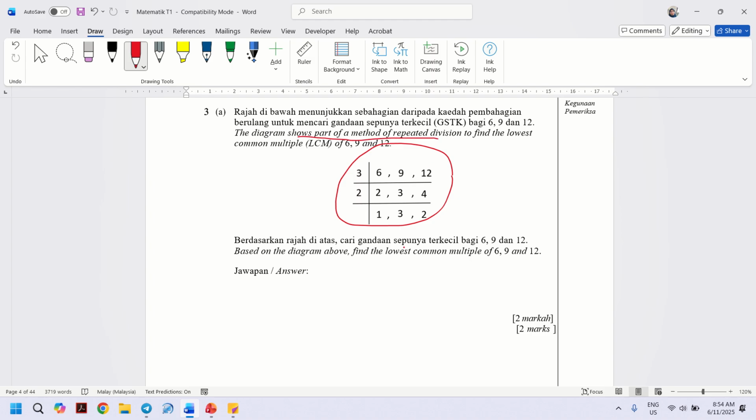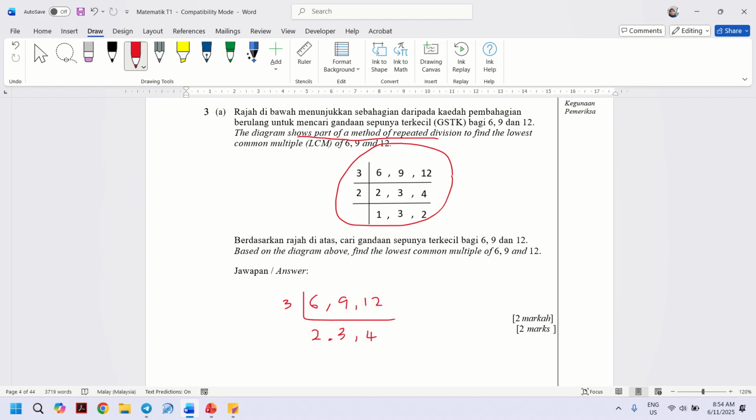So you have to find the LCM for this. Remember, when you do the repeated division, the last answer should be 1, 1, 1. So how do you do the repeated division? You have the numbers 6, 9, and 12. You divide by 3. 6 divided by 3 is 2, 9 divided by 3 is 3, 12 divided by 3 is 4.